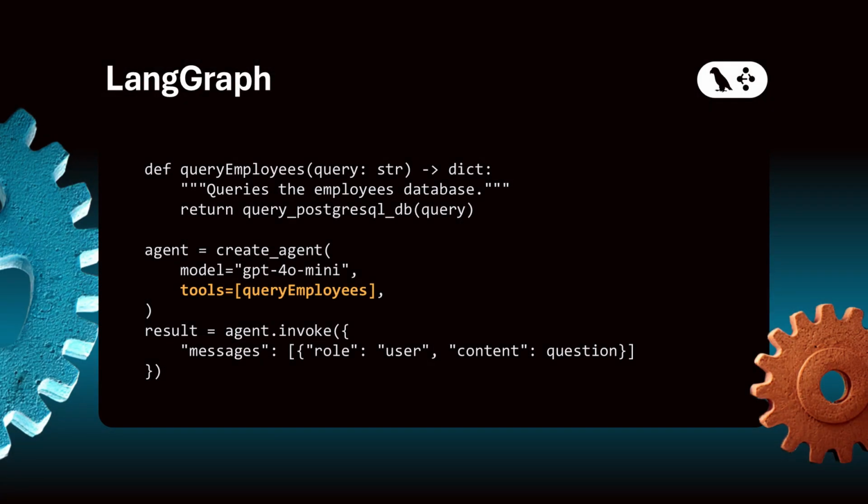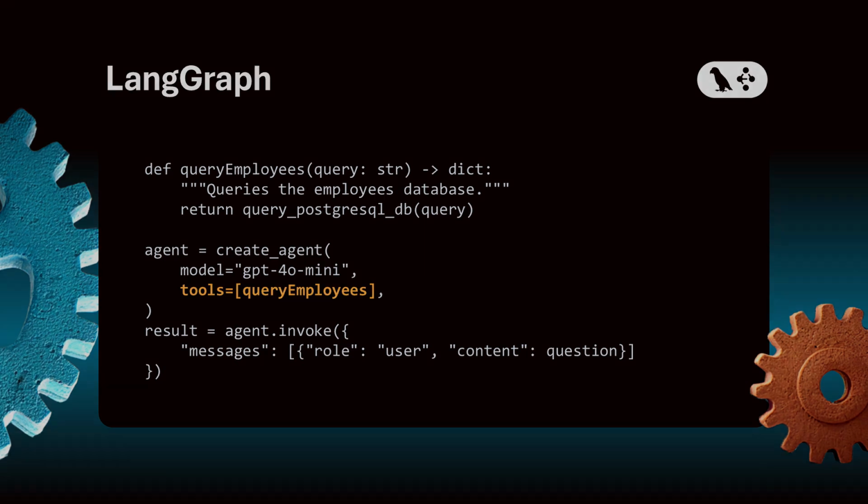LangGraph. Just a plain Python function. The docstring becomes the tool's description. Hand it to Create Agent in the tools list, and LangGraph runs the loop for you. You read the tool calls back from the messages.